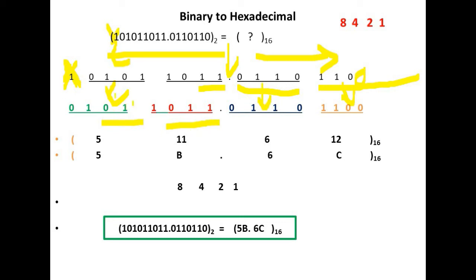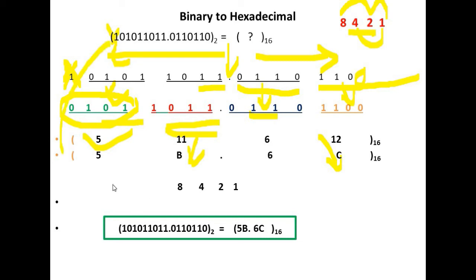Now we know how to convert these groups of binary numbers into the equivalent hexadecimal. For 0101, these 4 and 1 are required, so we get 5. For 1011, 8, 2, 1 is required: 8 plus 2 plus 1, that is 11. For 0110, 4 plus 2 is 6, and 1100 is 12. We know that 11 is represented as B, 12 is represented as C, so we have got the binary equivalent of this number as 5B.6C. 5B.6C, that is the hexadecimal equivalent of the binary number.